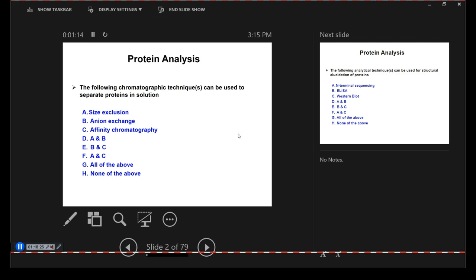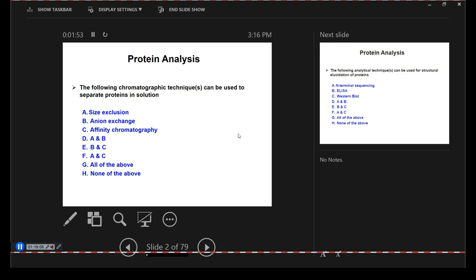So, which of the following chromatographic techniques can be used to separate or isolate protein in a solution? G, all of the above. So we can separate protein based on size, and I think, Bidi, you're doing that, right? What are you using? A PD10 column. Desalting, and that's also size exclusion.